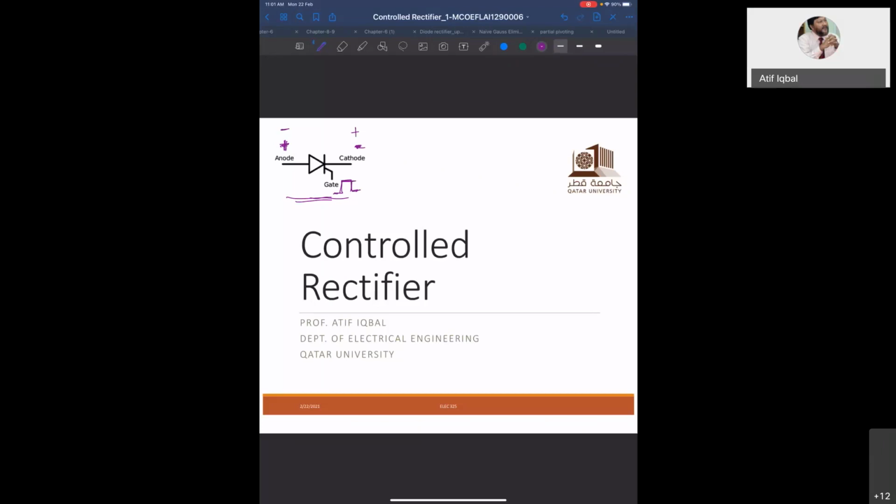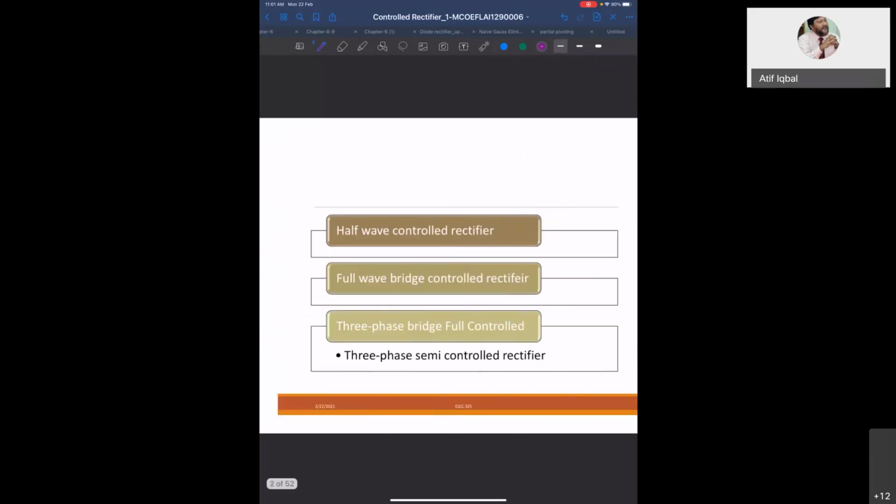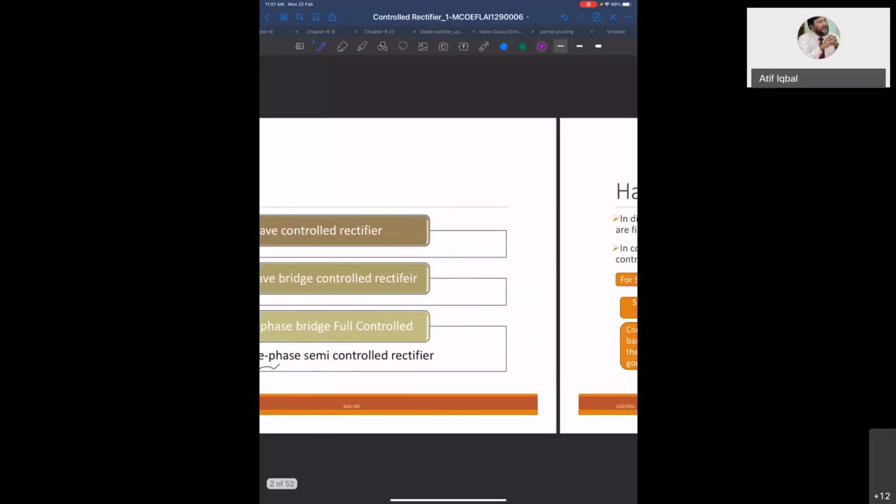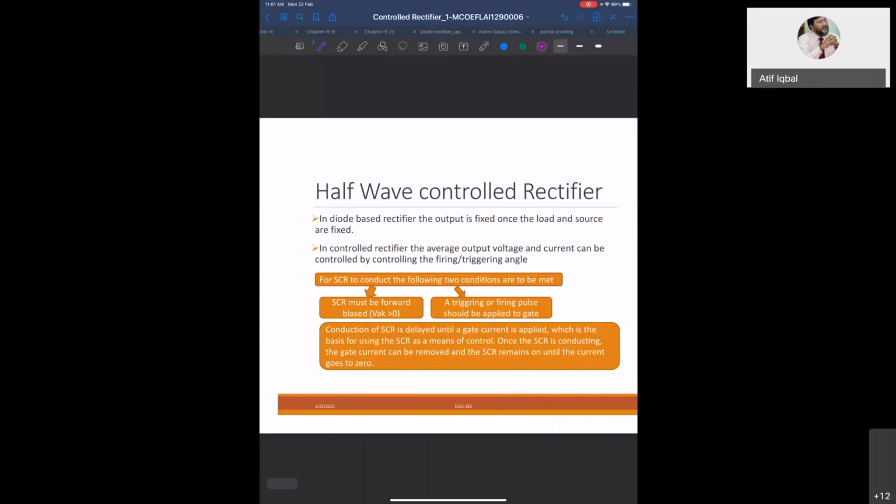Okay, so let us see what we are going to do here. A half wave controlled rectifier. It is all what we have done with the diode rectifier. The same thing we will repeat with thyristor rectifier. So half wave, full wave, then three phase bridge, full controlled. Then we can have three phase semi controlled, or maybe I will give you this for you to build. So let us see how the thyristor rectifier works.